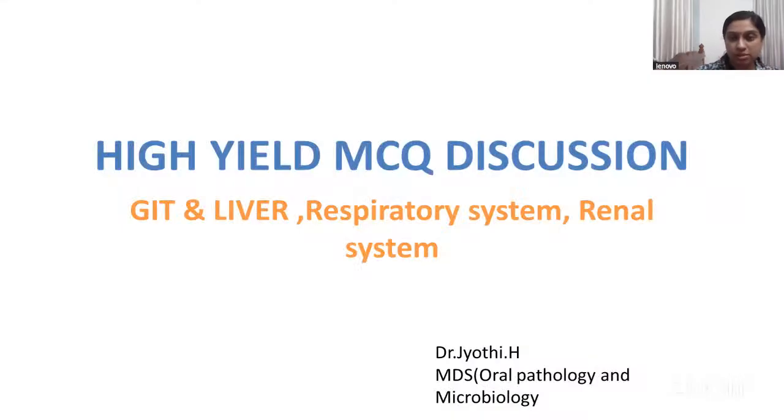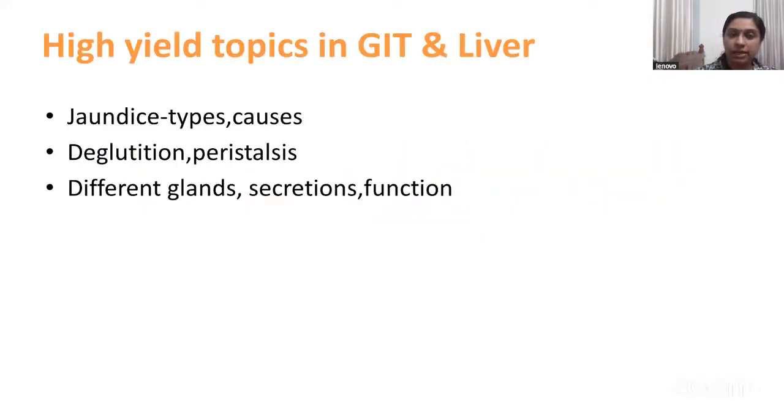Going to start with some basic high-yield MCQs in relation to the topics GIT and liver, respiratory system and renal system. Okay. So these are some of the high-yield topics in relation to GIT and liver. Jaundice, its type and cause are important. Deglutition, peristalsis, different glands, their secretions and functions, especially the gastric glands. Okay. So let's start with the MCQs.